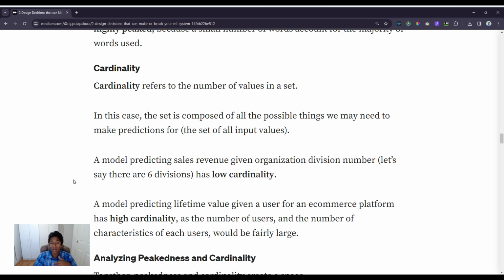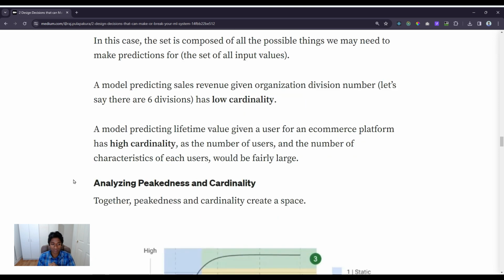Cardinality, on the other hand, refers to the number of values in a set. In this case, the set is composed of all possible things we may need to make predictions for, aka the set of all input values. A model predicting sales revenue given organization division number, let's say there are 6 divisions, has low cardinality. That's because there are only 6 possible inputs to the model. Therefore, it's very low cardinality.